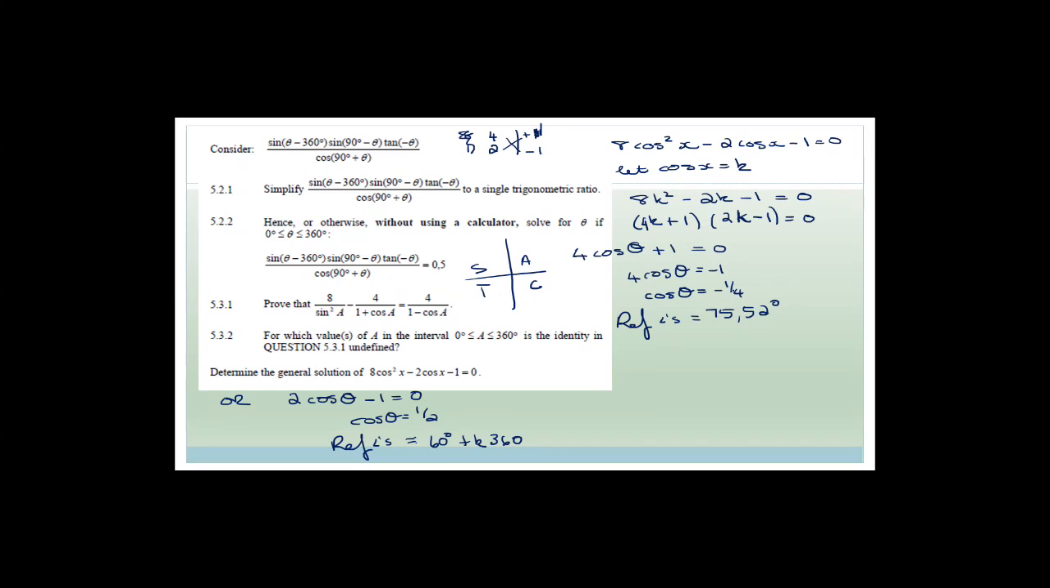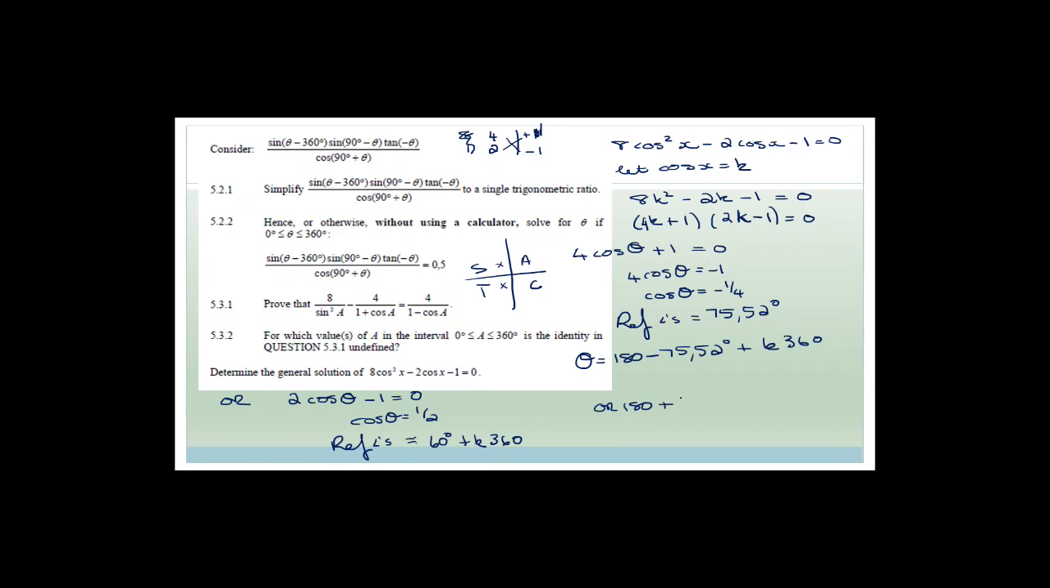But now this one is negative, so we have to do it in the negative quadrants, which are going to be here and here. So therefore, theta is going to be 180 minus 75.52 degrees plus k 360. Or it's going to be 180 plus 75.52 plus k 360. It's also positive over here, so therefore it's going to be 300 degrees plus k 360. And there you go. There are your four options.